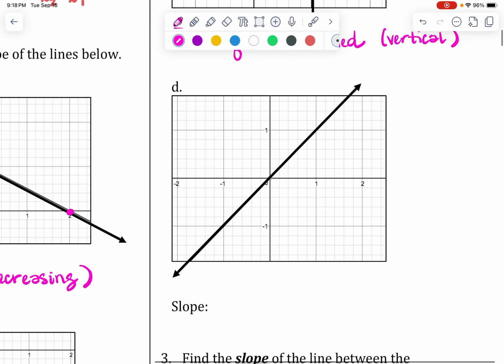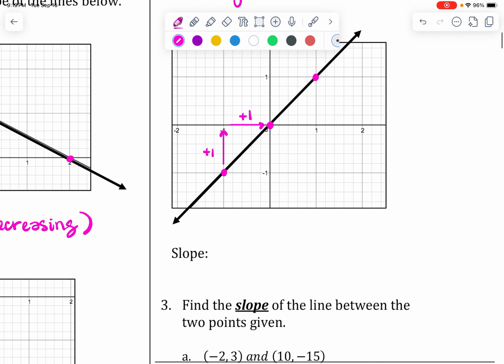All right, our last one here, it's an increasing line. So right away, I know my slope is positive. No mystery there. So I just need to be like, oh, okay, I'm going up 1 and over 1. Again, pay attention to the scale, right? So I'm going up 1 over 1. Those are both positive movements. So my slope is 1.